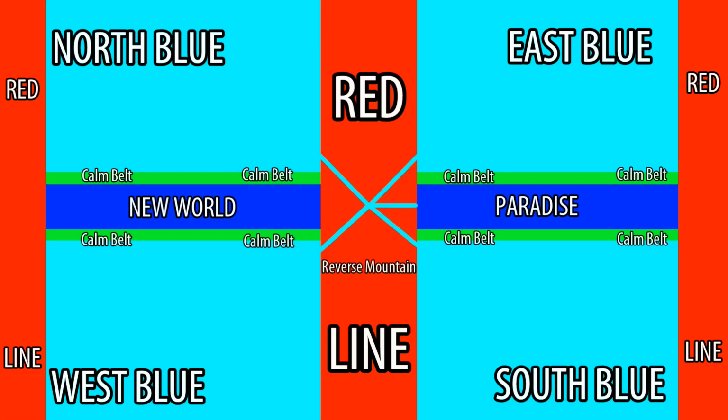Let's say you are born in the West Blue. So yeah, go Shanks, hometown hero. You're born in the West Blue, and you want to travel to another sea to live. So what are your options?